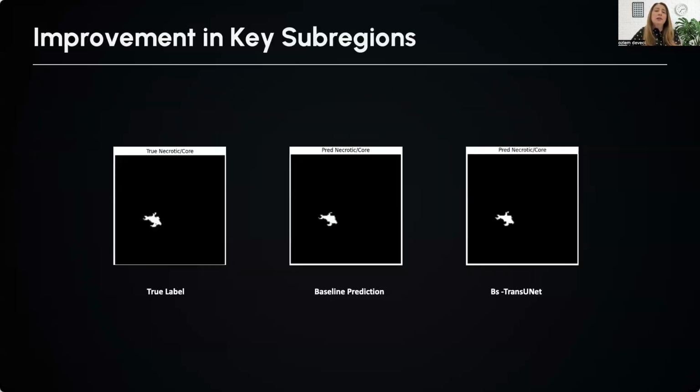Let's move to the qualitative results. On the left, the ground truth label. In the middle, the baseline prediction. On the right, my BS TransUNet prediction. In this first example, notice the overall shape. The baseline model in the middle creates a somewhat blobby prediction, whereas my model on the right captures the nuances of the shape more accurately.